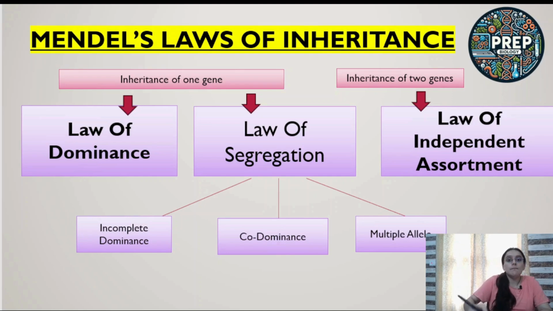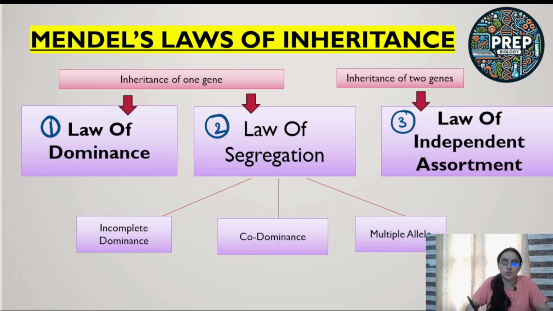There are three laws of inheritance. First is the law of dominance, second is the law of segregation, and third is the law of independent assortment. Mendel's laws of inheritance are basically divided into two categories. First is the inheritance of one gene, and second is the inheritance of two genes.